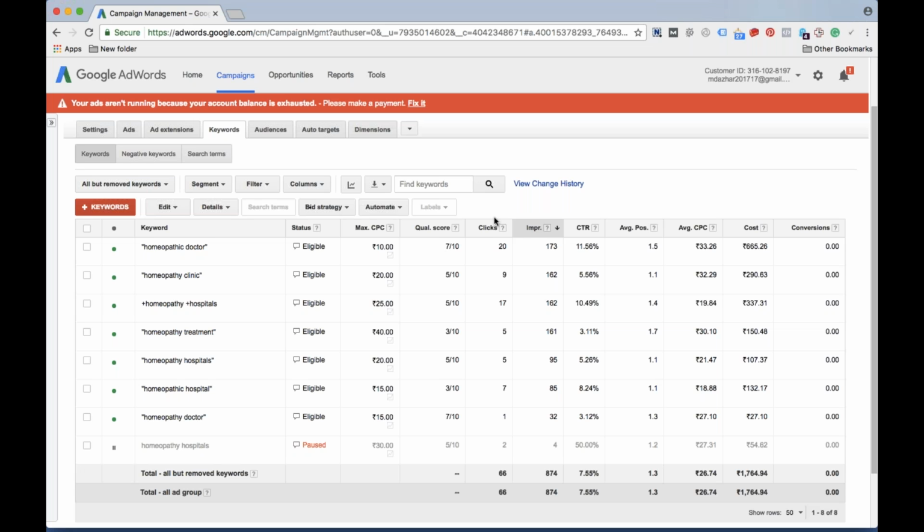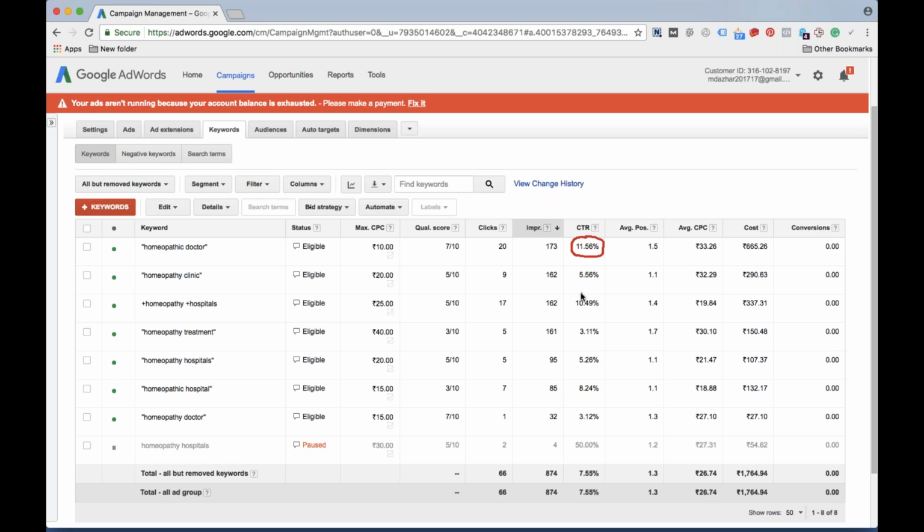Now, you can say that the homeopathic doctor is one of the best keywords for us because we have received 20 clicks from that single keyword, that we can understand. Also, you see, these are very important metrics here. Over here, these are very crucial metrics. Have a look at the CTR value.